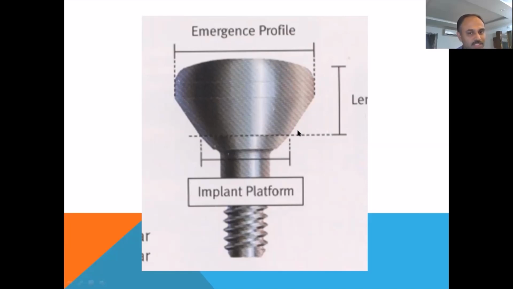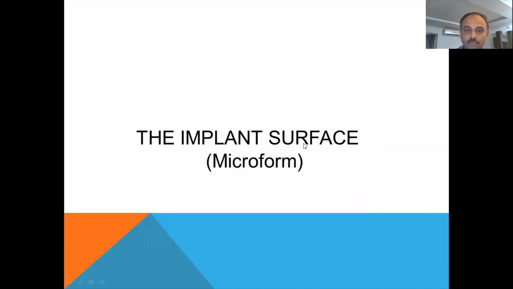You know what is emergence profile? The tooth tends to jut through the mucosa, so it appears as though the tooth is piercing the gingiva and coming out. So this type of emergence profile could be kept with the gingival formers. This is one advantage of gingival former.